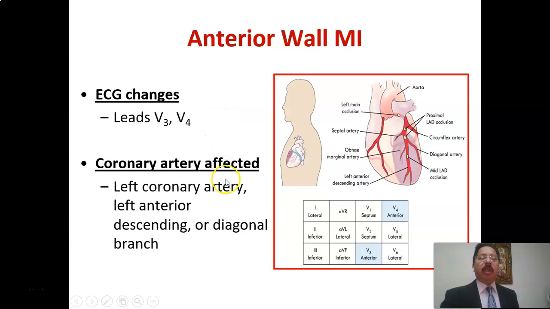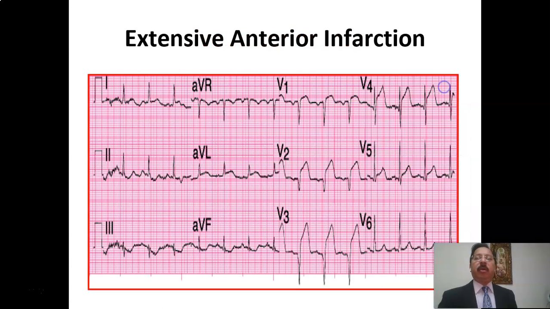due to the blockage of the left coronary artery or left anterior descending artery or diagonal branch of the left anterior descending artery. You see, this is your left coronary artery, and this continues as the left anterior descending branch, and then there are circumflex and diagonal branches. If the left coronary artery is blocked somewhere, it gives rise to anterior wall myocardial infarction and ST segment elevation on the ECG in leads V3 and V4.